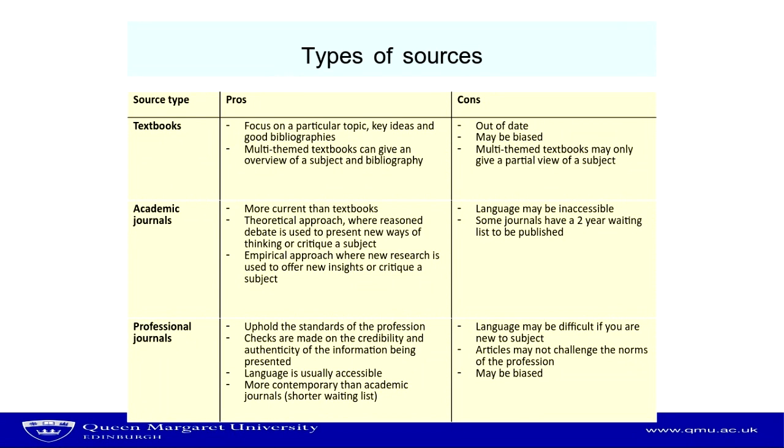There's also professional journals. These uphold the standards of a profession, and checks are made on the credibility and authenticity of the information that's being presented. The language is usually easier to understand, and they can be more contemporary than academic journals. Cons include that the language may still be difficult if you're new to a subject, and articles may not challenge the norms of the profession, and these can also be biased.